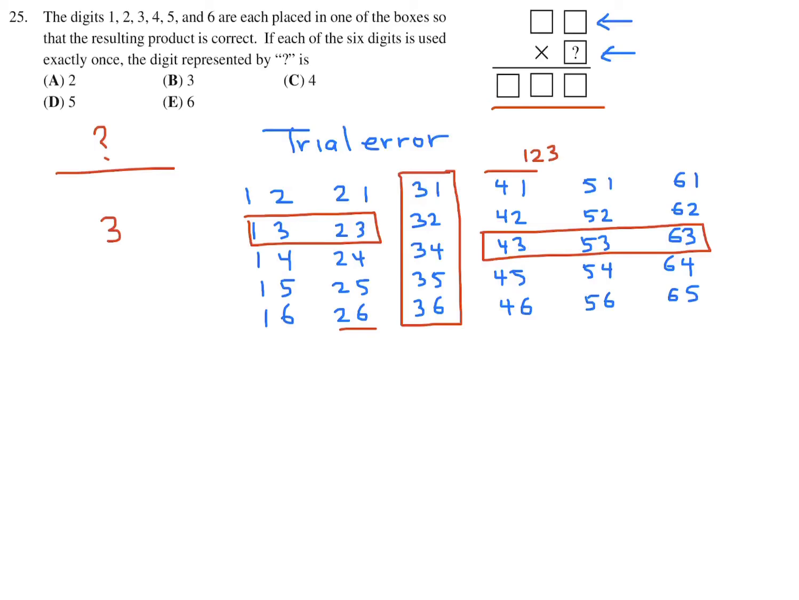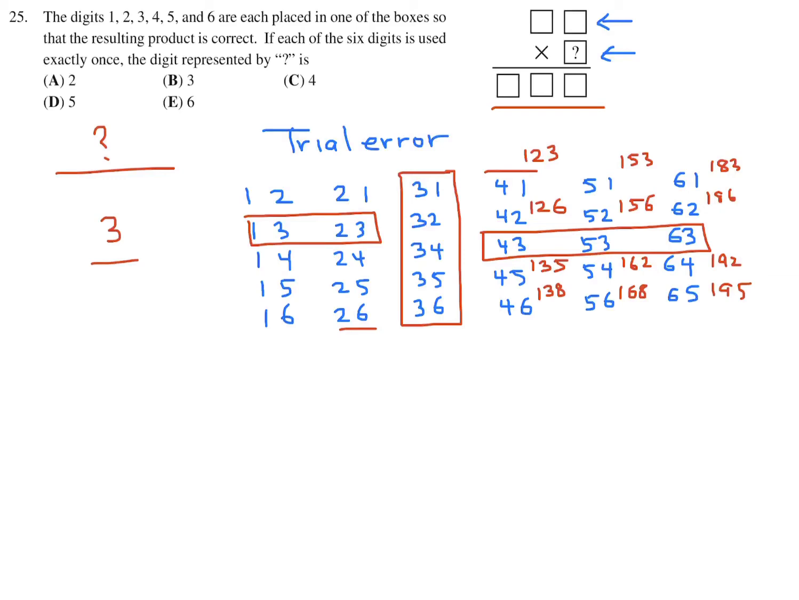I'll just do these here. 42 times 3, 126, 135. So there you go. I multiplied them all by 3 to see what we can get. All right, so 41 times 3, this guy right here, times 3, is 123.